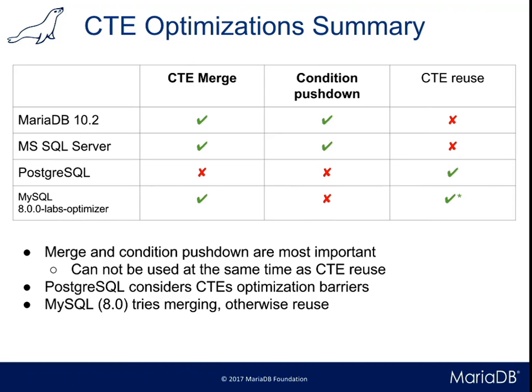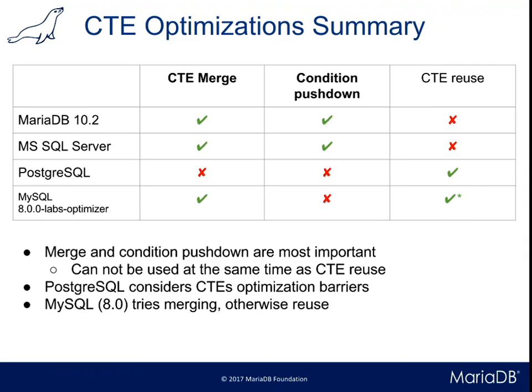However, we do not do CTE reuse at the moment because we have not yet decided how to balance between making use of reuse and making use of condition pushdown. Because if you're reusing, you cannot do any of the other optimizations. So you need to find a way to decide on this. We have not found a good solution yet, but this is coming. This is probably going to be in the next release. People are working on it right now.